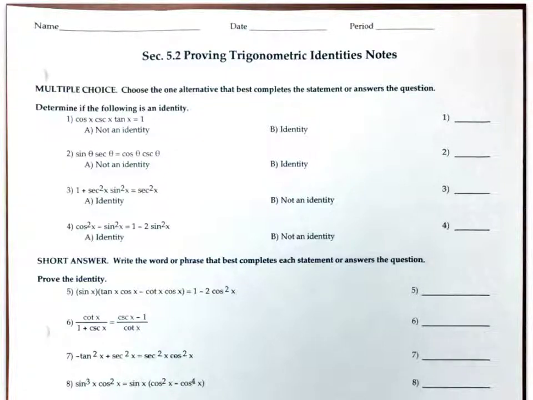In section 5.2, it says determine if the following is an identity, and we have to be proving the trig identities. So what they say on the video is that we need to prove that the left side is equal to the right side. So I'm going to go ahead and write my problem. If you want to do this on a separate sheet of paper so you can have more space to work on, I recommend that you do that. That way you don't limit yourself to space.